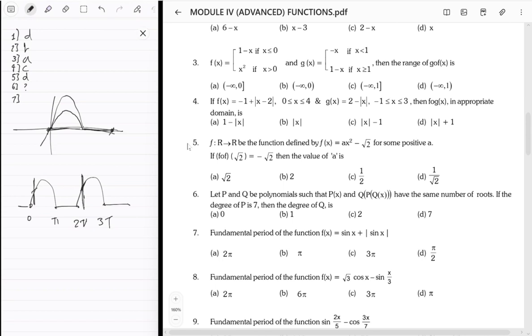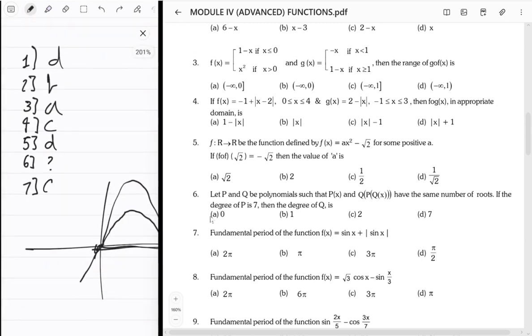You might think maybe pi is the period, but this is not pi. That pretty much disproves the fact that pi can be the period. It isn't the period. 2 pi is the period. So A is the answer. Next question.